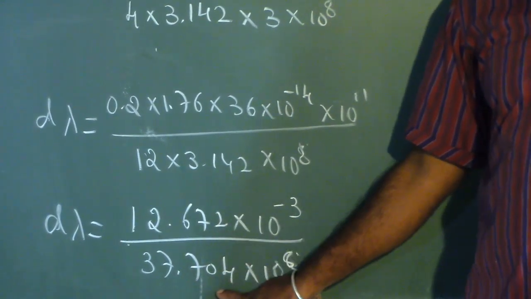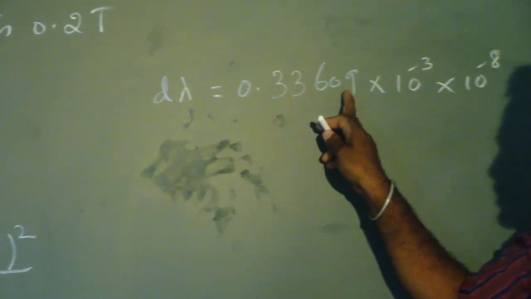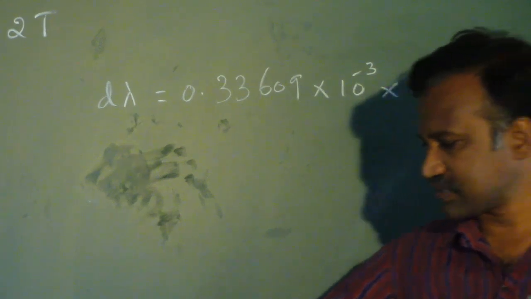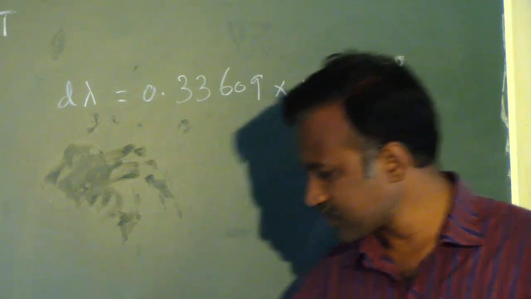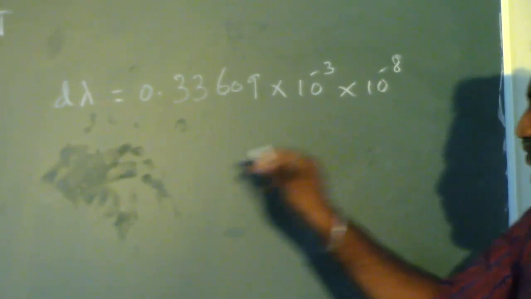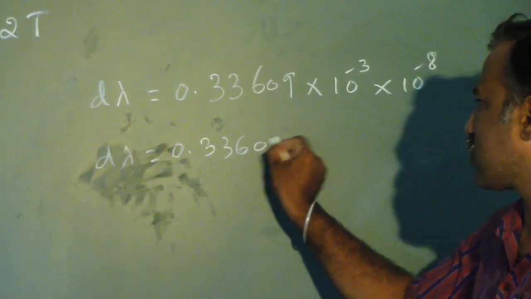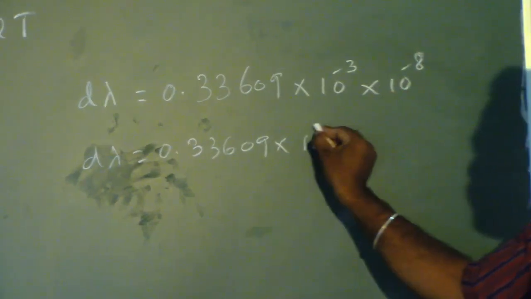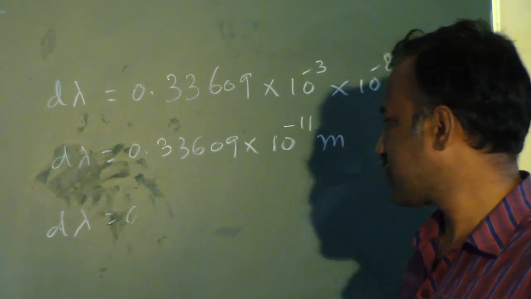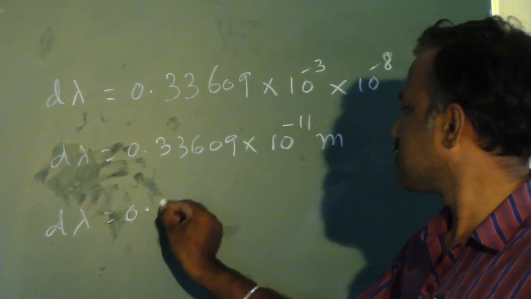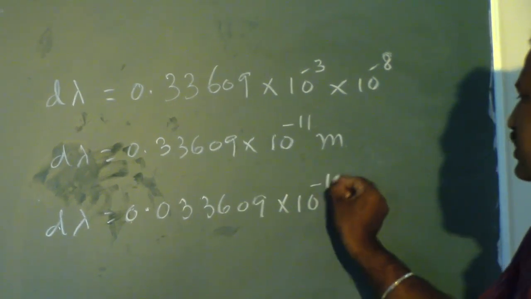Now if I divide these two values, I will get the value as d lambda is equal to 0.33609 into 10 to the power of minus 3 remains as it is. In the denominator we have 10 to the power of 8. If I take this to the numerator, it will be 10 to the power of minus 8. So if I simplify this, the final answer comes out to be 0.33609 into 10 to the power of minus 11 meter, or further simplifying, 0.0333609 into 10 to the power of minus 10 meter.